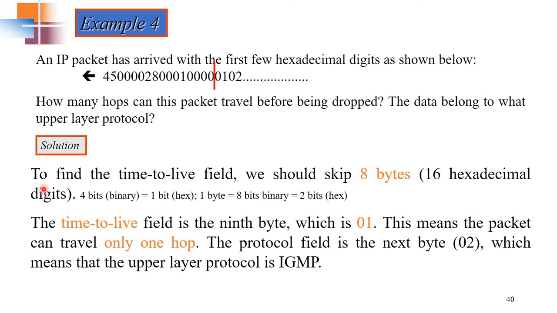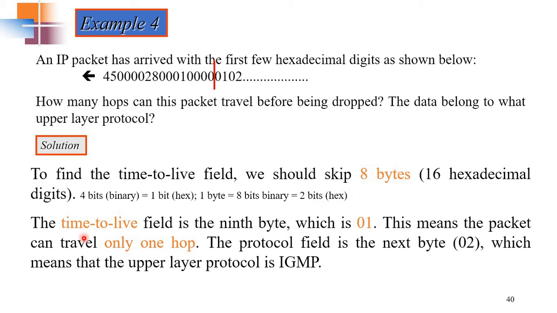First, to find the time to live field, we should skip the 8 bytes, that is, 16 hexadecimal values. 4 bits is equal to 1 hexadecimal value, and 1 byte is equal to 8 bits. So in 1 byte, I have 2 hexadecimal values, because 4 plus 4 bits gives 2 hexadecimal values.